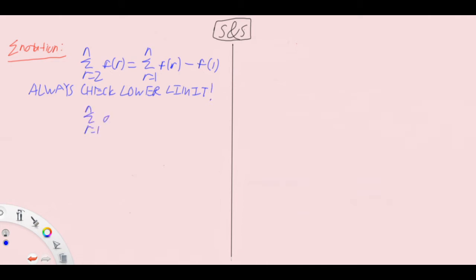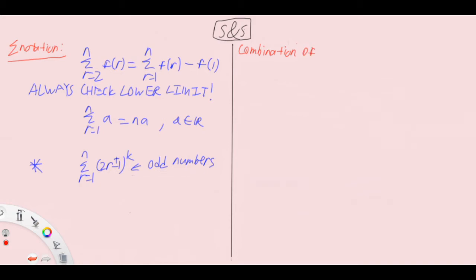Alright. Another idea is that if you're adding from r equals 1 to n on the constant a, it is simply adding a n times, therefore a times n. Last idea, if you want to find the summation of powers of odd numbers, you can use 2r plus or minus 1 to the power of k, and that is an important idea that you need to know.